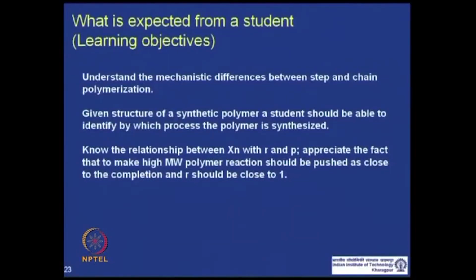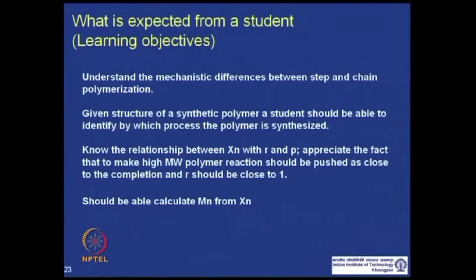You should know the relationship between x-bar n, the number average degree of polymerization, with r the stoichiometry ratio, and p the conversion in a normal step polymerization process, by using the Carothers equation. And you also should appreciate that to make a high molecular weight polymer, you should have a p value close to 1. So, you should push the reaction as much as possible, and also if you want to build a high molecular weight polymer, your r should be close to 1. And I have given a few examples during my lectures. You should be able to calculate Mn, the number average molecular weight, from Xn, the number average degree of polymerization, and similarly Mw, the weight average molecular weight, from Xw, the weight average degree of polymerization.